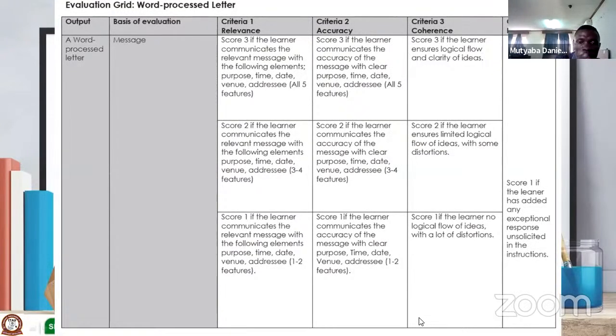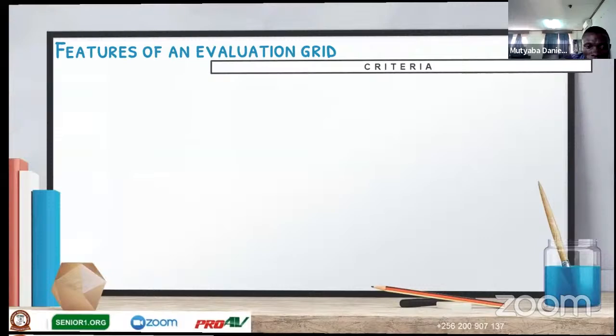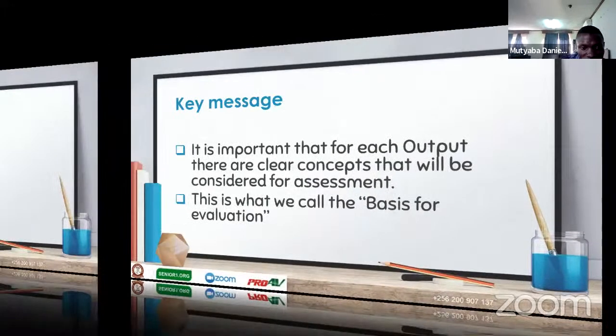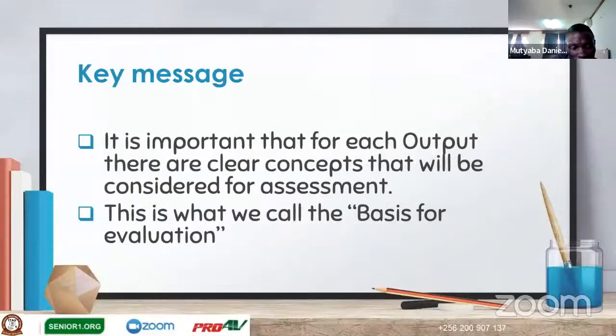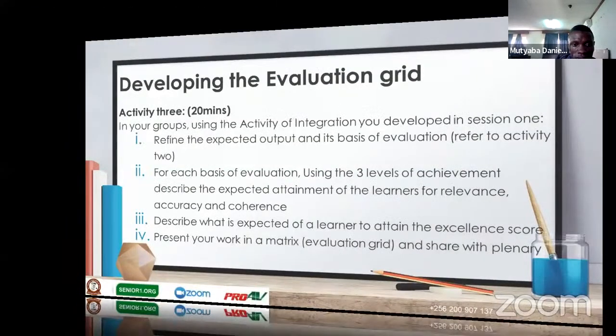For example, relevance. And we are saying that if the learner communicates the relevant message with the following elements, those are the key concepts from the message that we gave you here, if you can remember. We said that this is what we call the basis. We said up there that it is important that for each, there are clear concepts that will be considered for assessment. Let us try to digest this and understand it, all of us together. This is what we mean.